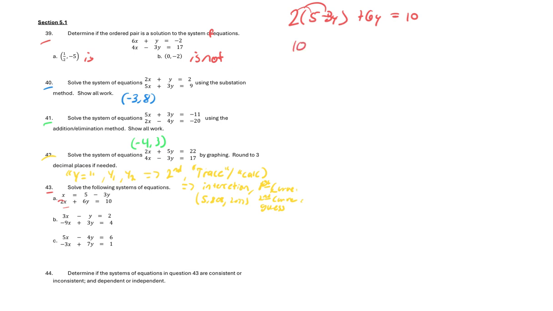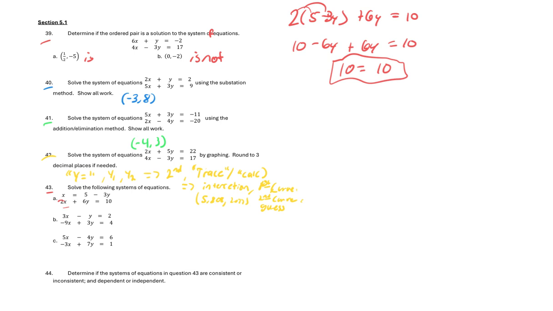Distribute that 2, so we get 10 minus 6y plus 6y is equal to 10. So we get 10 equals 10. So with that, that shows that we can pick any x because this is a consistent solution.